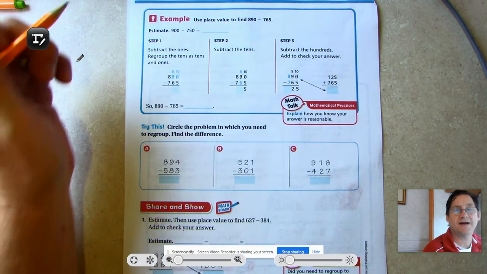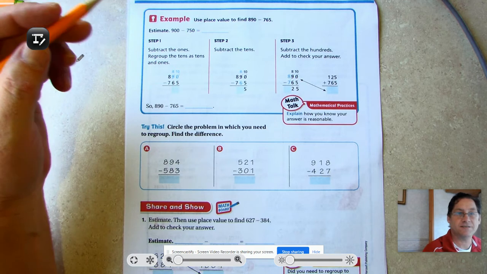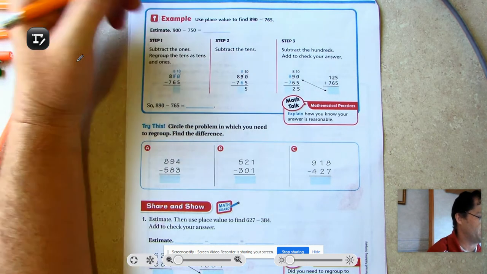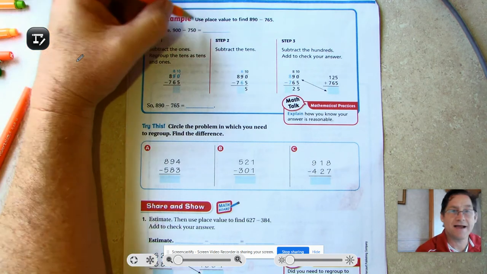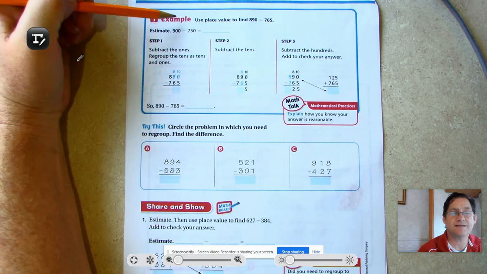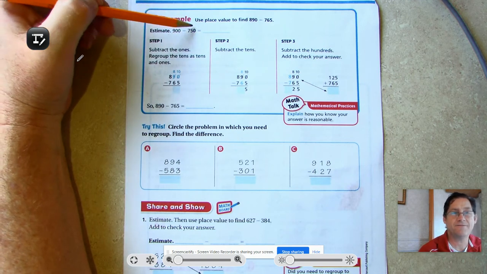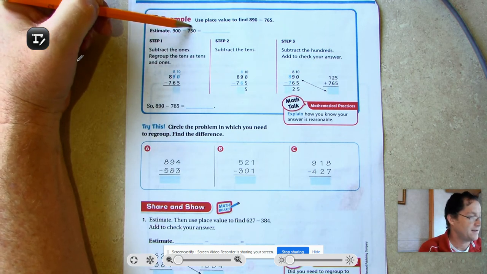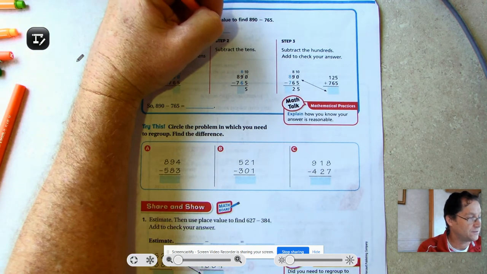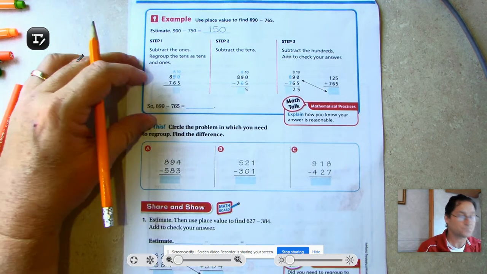Use place value to find 890 take away 765. So an estimate would be 900 take away 750. If I count up from 750 to the nearest 100, I'd be adding 50. That gives me 800. 800 to 900 is 100. So I should have an answer close to 150.